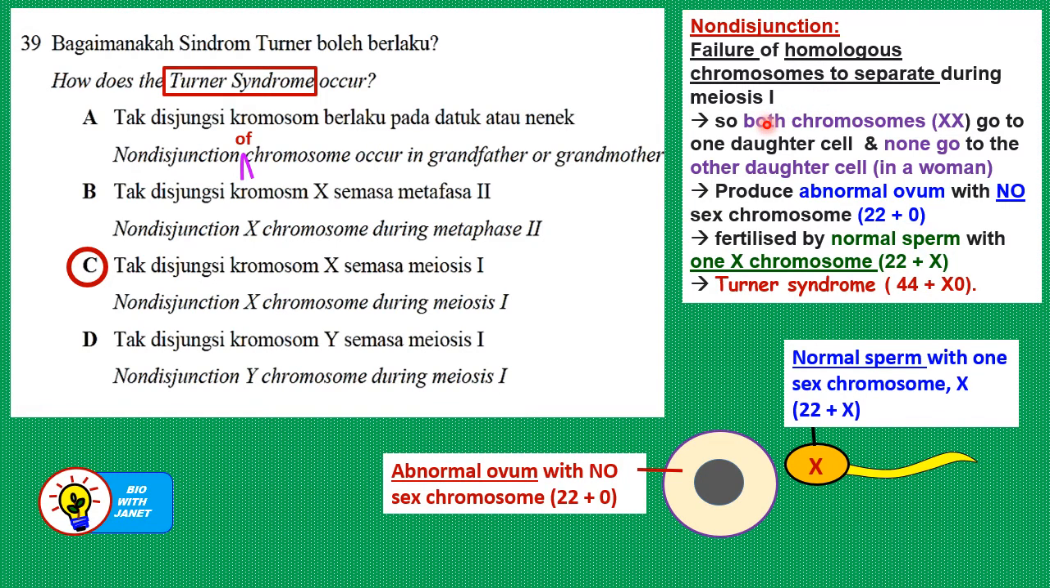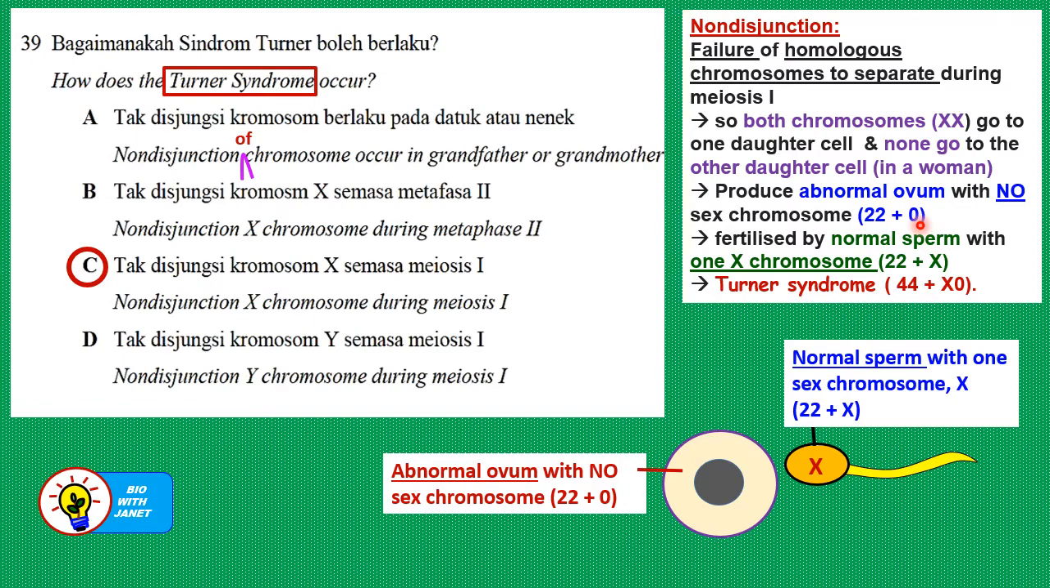So if the homologous chromosomes fail to separate during meiosis 1, both chromosomes in a woman during the formation of the ovum, both the sex chromosomes XX in a woman will go to one daughter cell and none will go to the other cell, right? So this will produce an abnormal ovum with no sex chromosome because none go to the other cell. None of the sex chromosomes go to the other cell. So the ovum produced will have no sex chromosome, and the number of chromosomes is 22 plus 0. That means no sex chromosome X, right? Because a normal ovum should have 1 sex chromosome X.